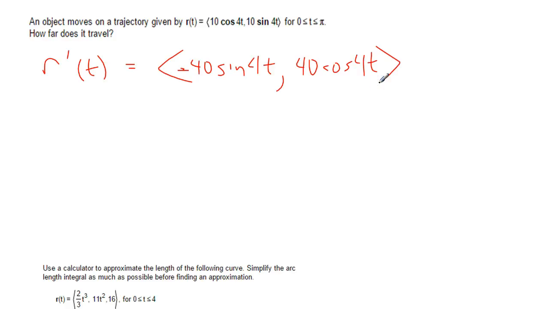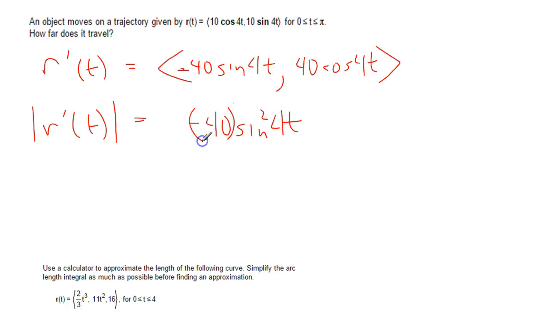And then we find the magnitude of this vector. We're going to get negative 40 sine 4t squared, right, we should square that, plus 40 squared cosine squared 4t. And then the square root of all that.